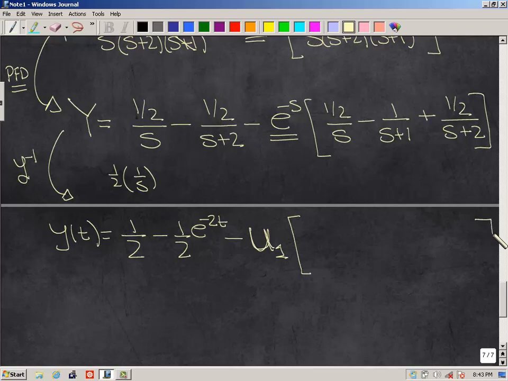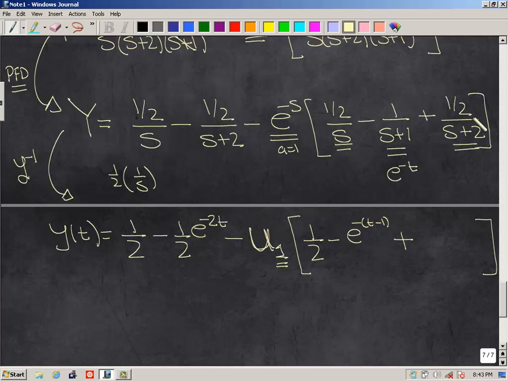Times, now you take inverse Laplace of each of these and remember to shift them. Okay. So we get 1/2, inverse Laplace of that is just 1/2, minus inverse Laplace of this is e to the negative t, but then you're going to shift it by whatever a is. Out here a was 1, that's this value. So you get e to the negative t plus 1. Oops, it should be t minus 1. Okay, so that's what you'll end up with.